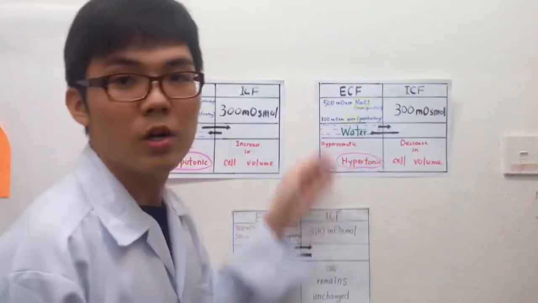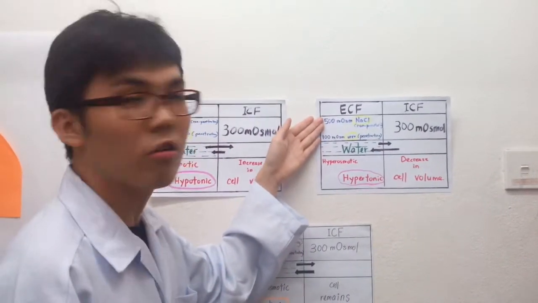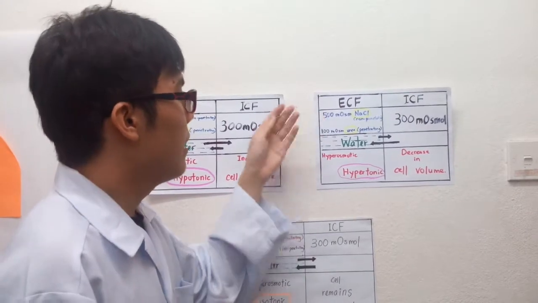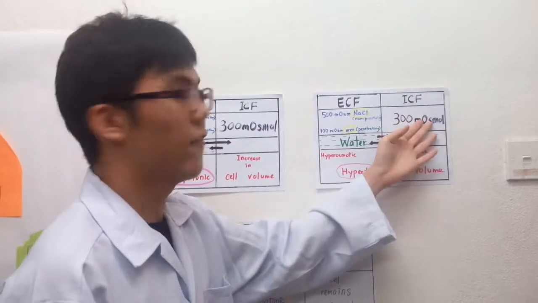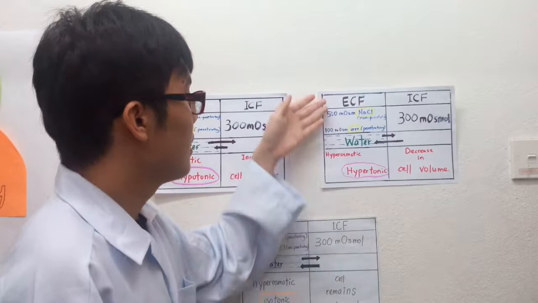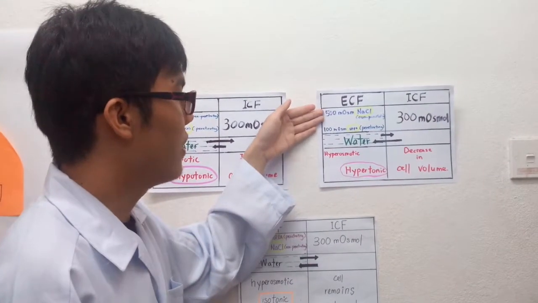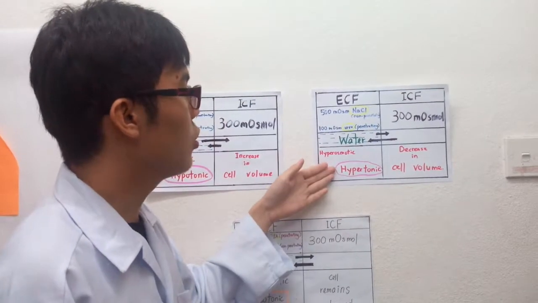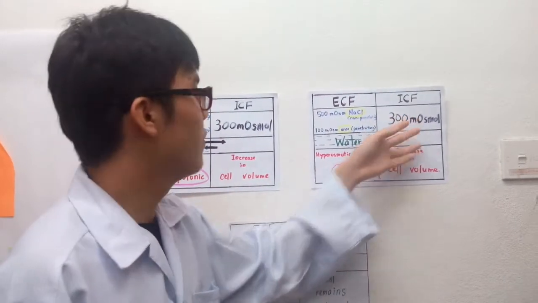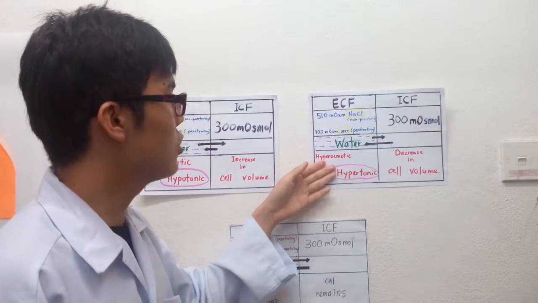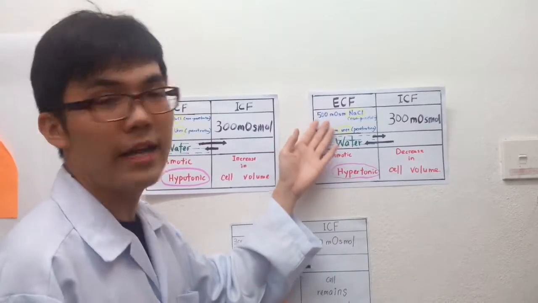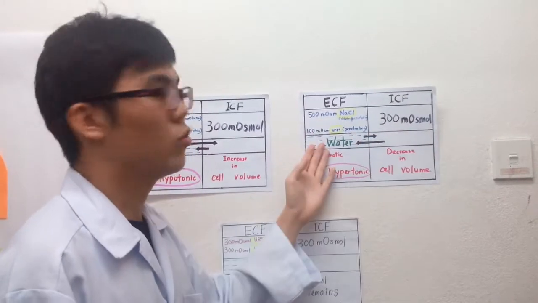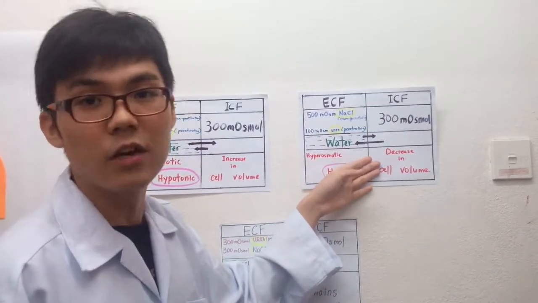In example 2, we have 500 milliosmolar of sodium chloride and 100 milliosmolar of urea inside the ECF. ECF is hyperosmotic to ICF. This is because the total osmolarity of the ECF is 600 and is higher compared to the ICF. ECF is hypertonic compared to ICF. This is because the concentration of non-penetrating solute is higher inside the ECF. Water will move out from ICF to ECF and cause a decrease in cell volume.